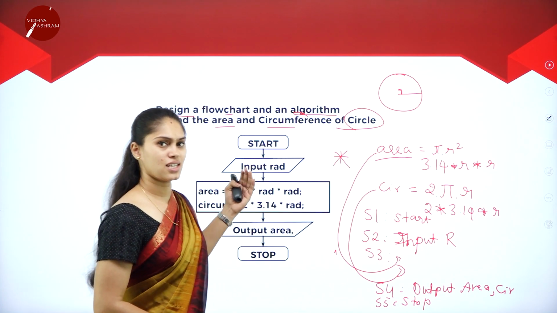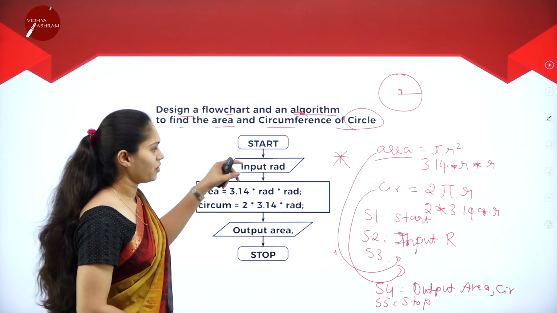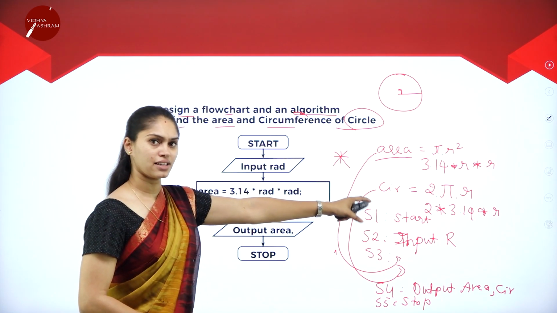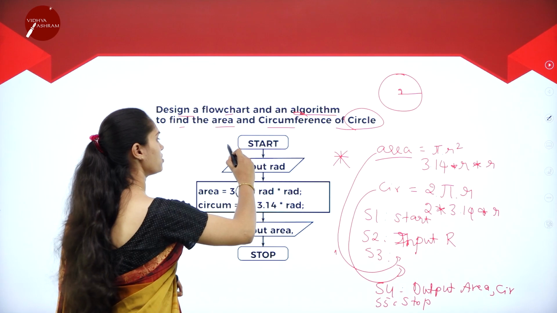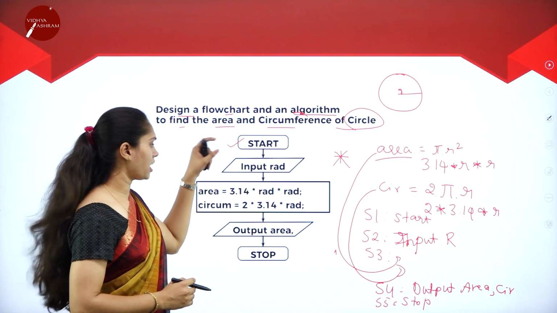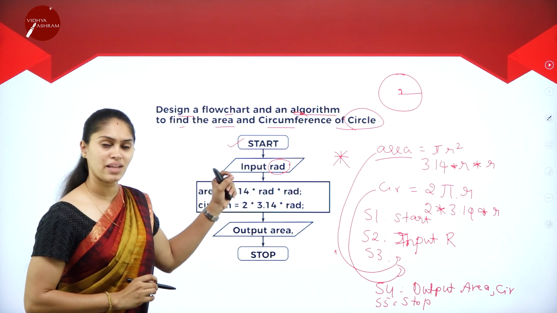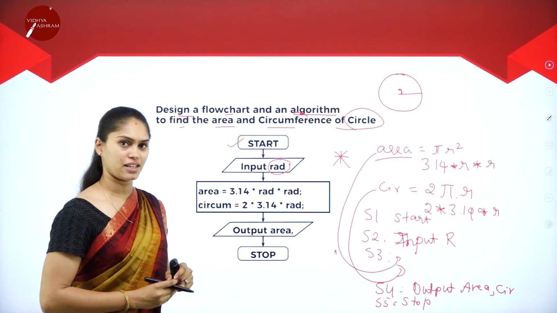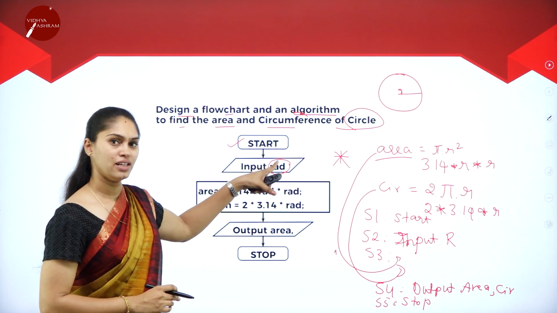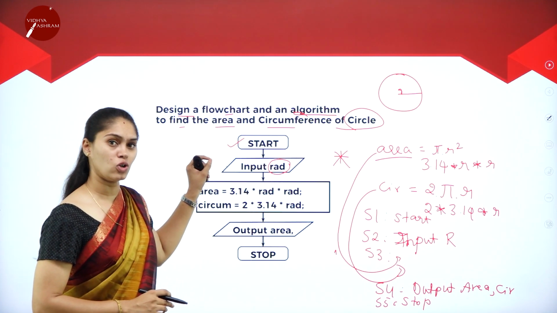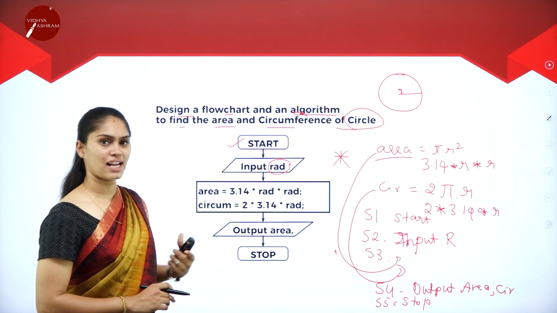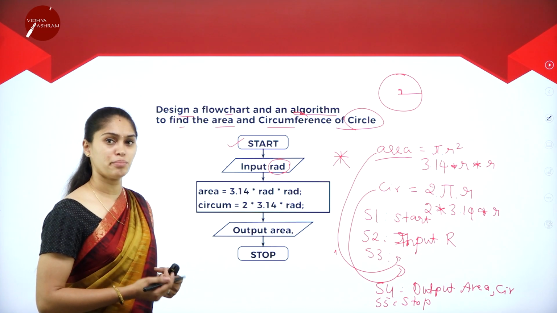Then we will convert it into the flowchart now. Which is the first step there? That is start. To start, we are going to use the terminal. Then for input, radius. RAD is the variable name that indicates the radius. So input RAD, which symbol is it? Parallelogram.